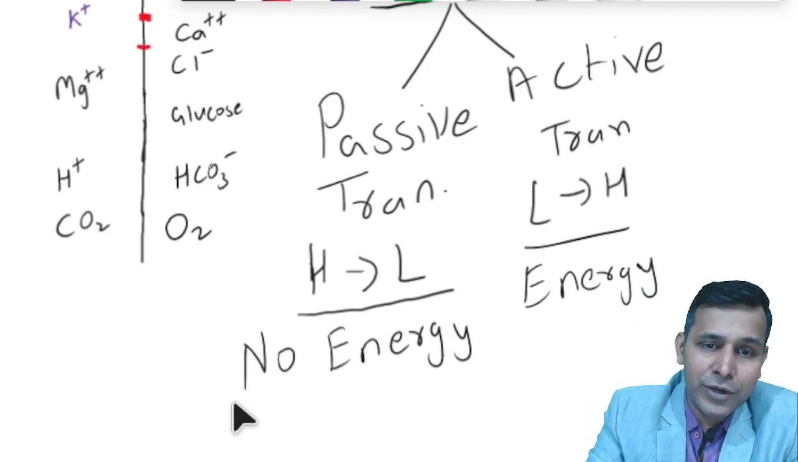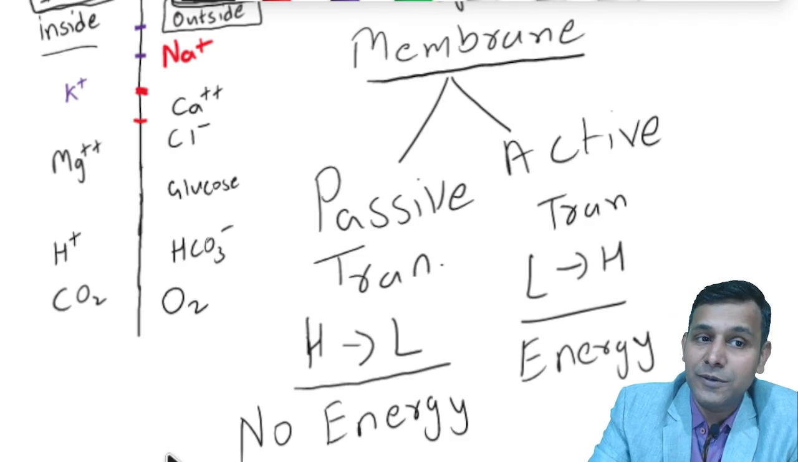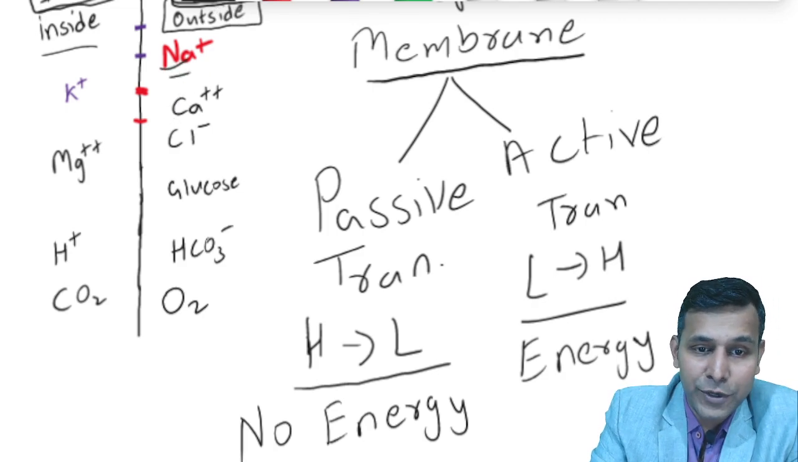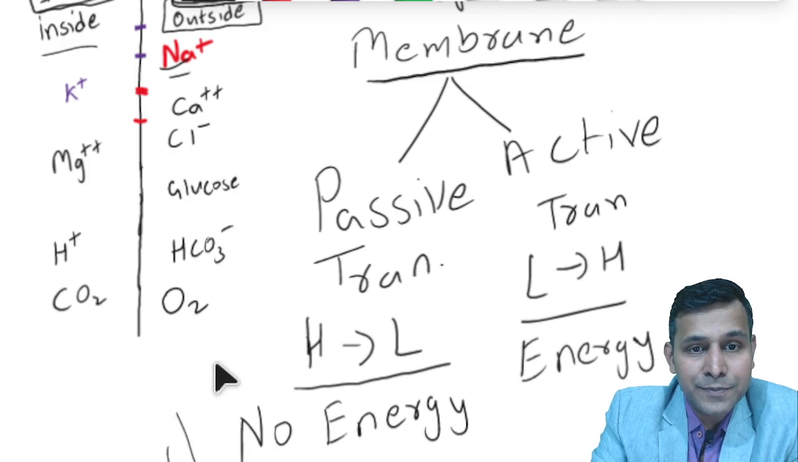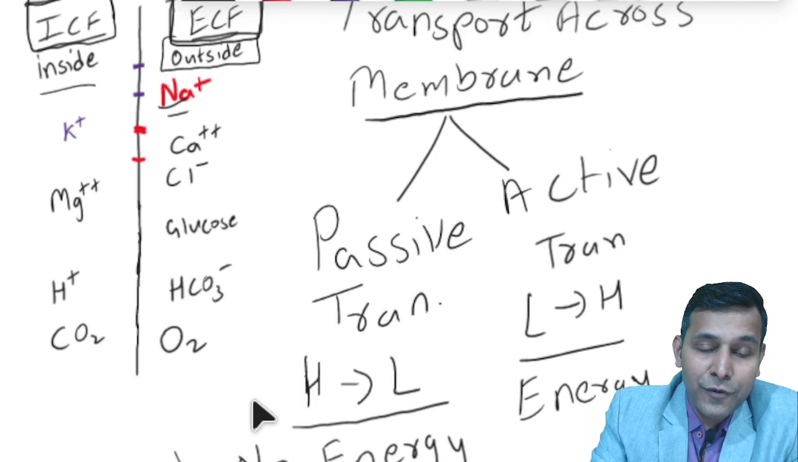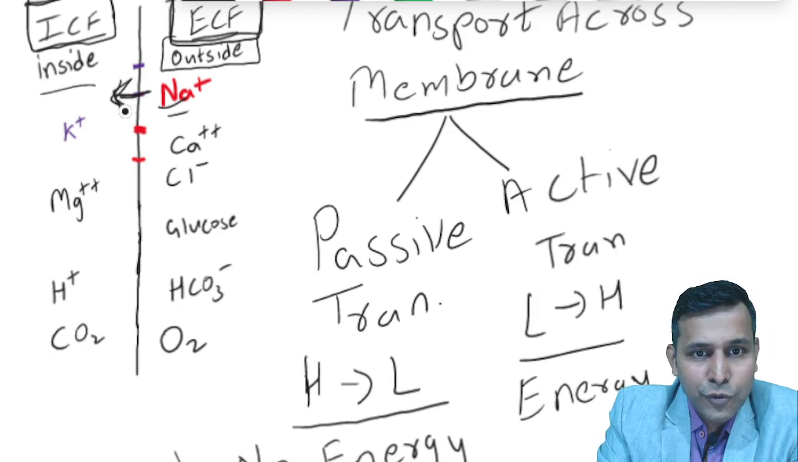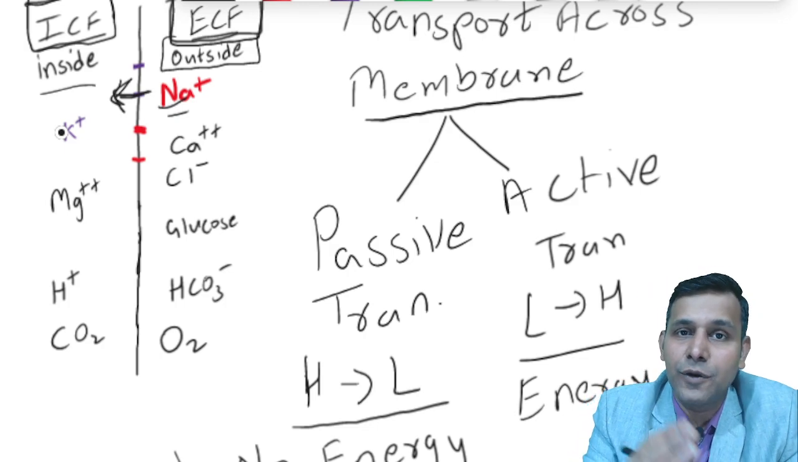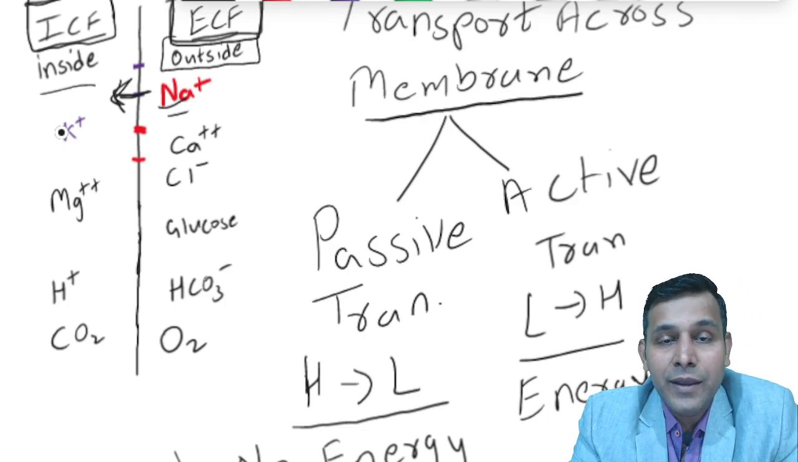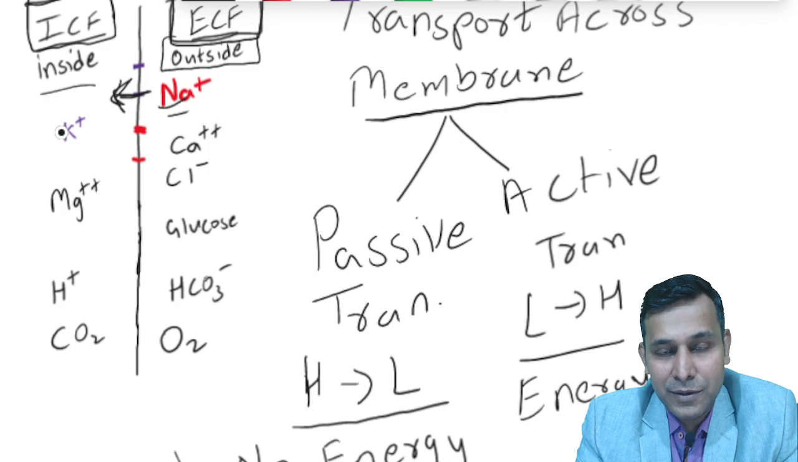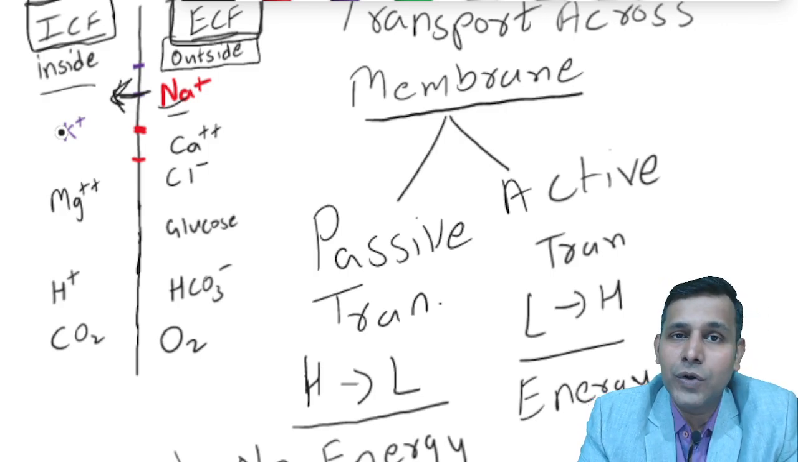Let us have a look at the distribution of substances we have mentioned here. Suppose we talk about sodium. If sodium is moving from outside to inside, that is from ECF to ICF, it is going from higher concentration to lower concentration. This movement of sodium can be called passive transport or diffusion.